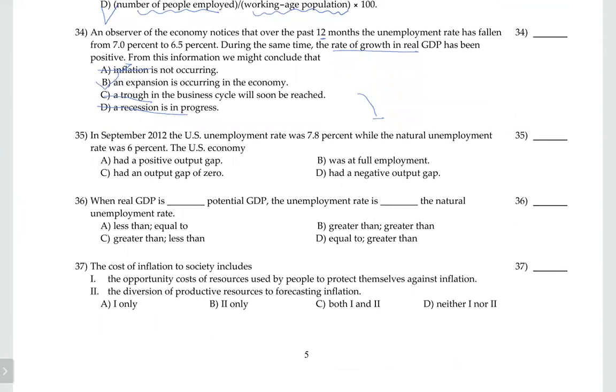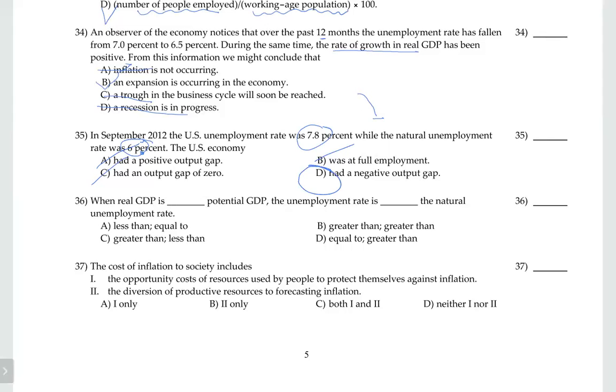35. In September 2012, the US unemployment rate was 7.8%, while the natural unemployment rate was 6%. The US economy, so one by one. A has a positive output gap. So unemployment rate is above the natural rate. So that just means you are not functioning at full capacity. So this should be a negative output gap. B was in full employment. No, so you are below, or you have higher unemployment. So this is not correct. C has output gap of 0, as I just said in A. So you have a negative output gap. So D is correct, because simply you have a higher unemployment rate than natural.